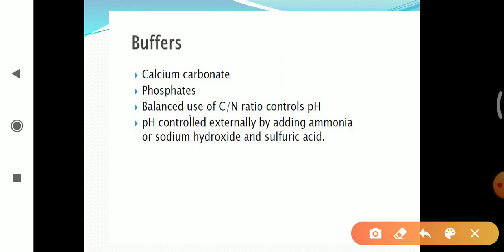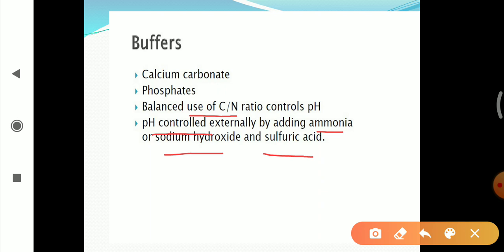A balanced carbon to nitrogen ratio in the fermentation media helps to control the pH. The pH may also be controlled externally by the addition of ammonia, sodium hydroxide and sulfuric acid.